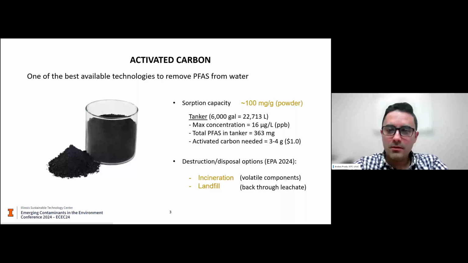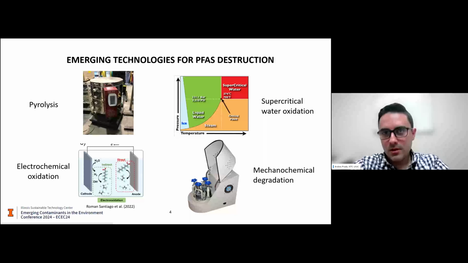Now the EPA, in one of the latest reports, lists 2 options to deal with the contaminated activated carbon. One is incineration, but there is now a lot of research showing that under high temperatures, the PFAS carbon-fluorine chain actually breaks down into shorter chains or creates other harmful components that can evaporate. And if we landfill it, we see that in the leachate we can find the PFAS again. So that doesn't solve the problem, but there are some emerging technologies on the way.